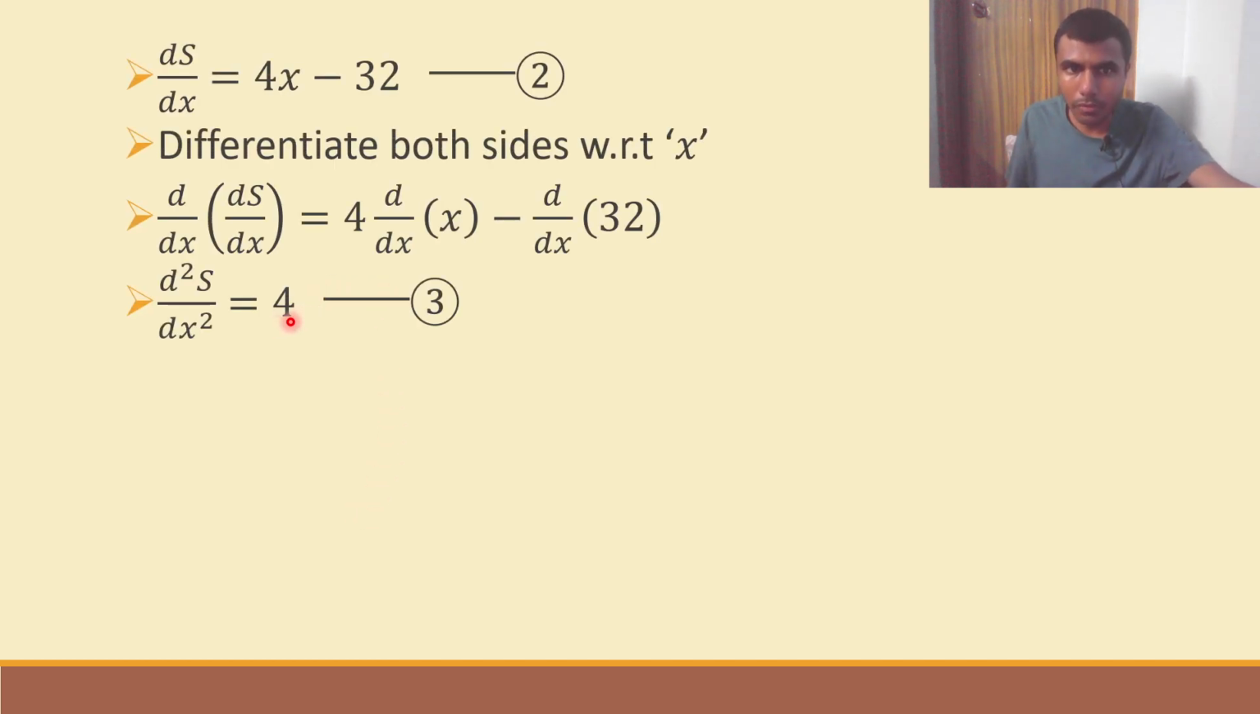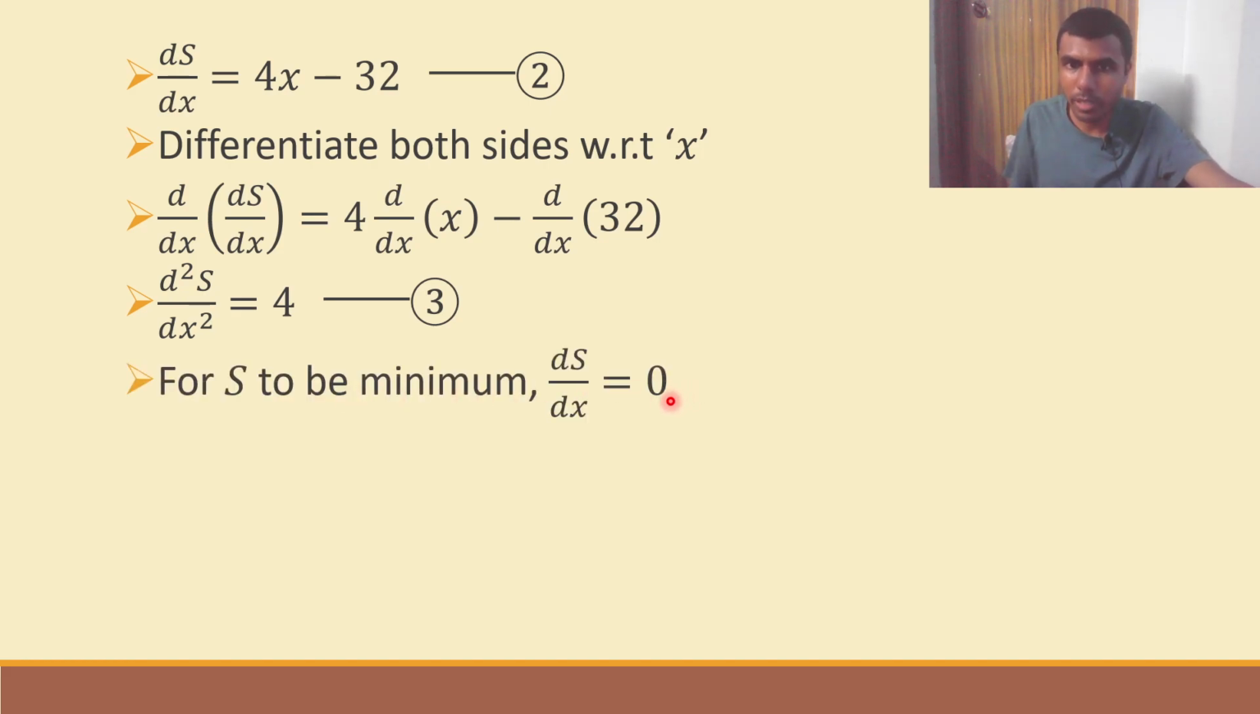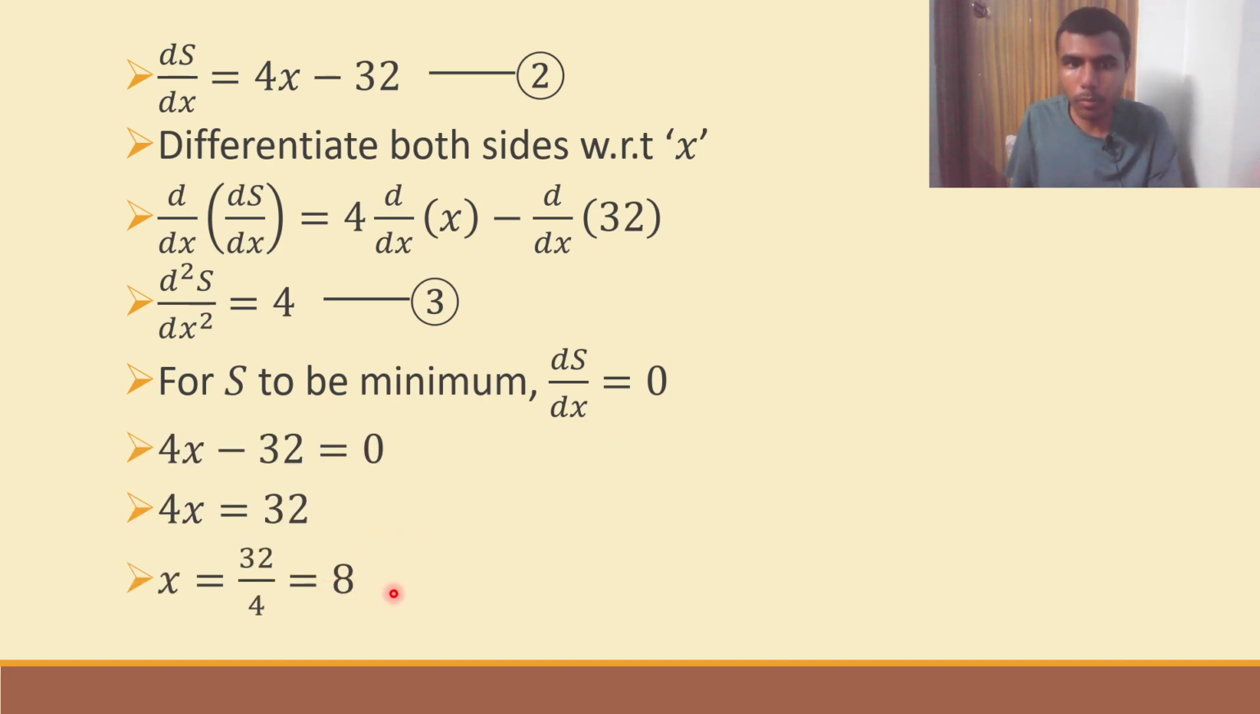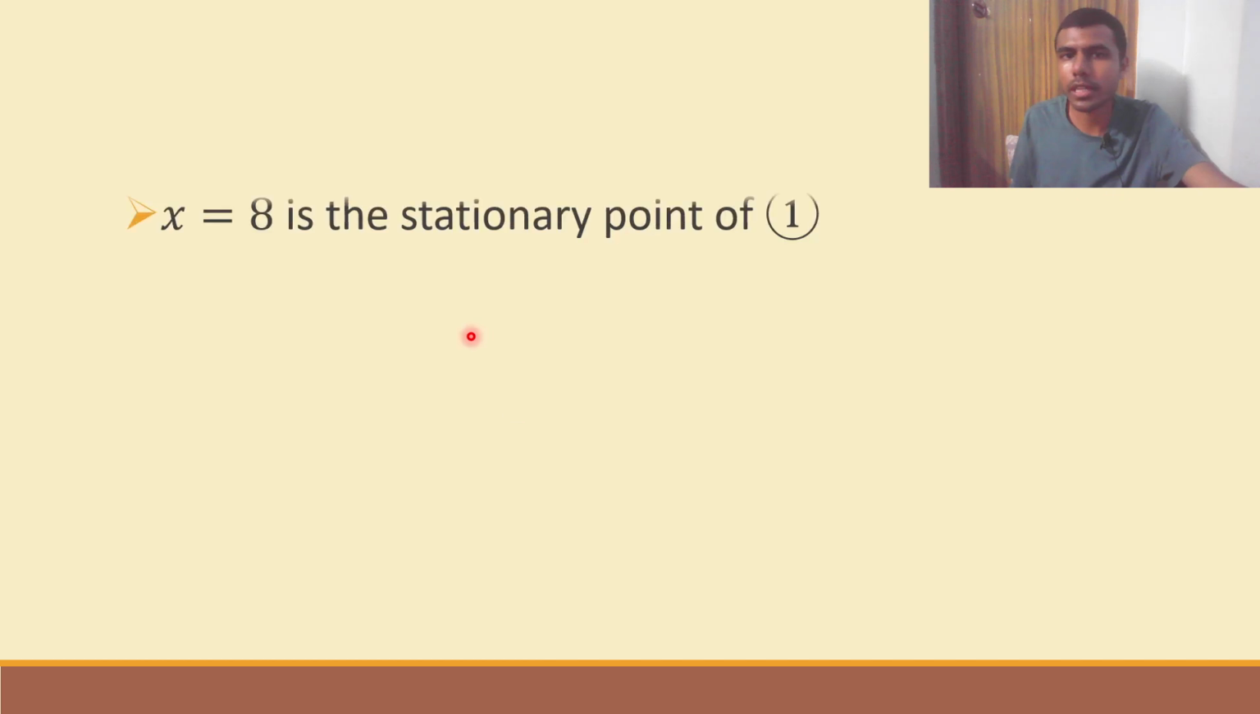Now, how do we find the point at which we get the maximum or minimum? Here they asked for the minimum. So for s to be minimum, ds by dx is equated to 0, and you will get a point for x. This we call a stationary point. Whether the stationary point is a maximum, a minimum, or some other case, how do we decide?